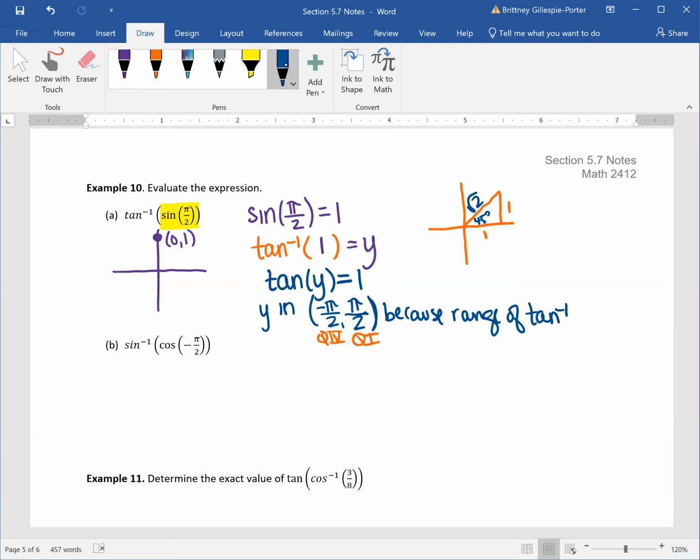So tangent of y equal to 1 means that y is 45 degrees, but it says y needs to be in negative pi over 2 to pi over 2, which means we need to convert to our radians to get pi over 4.